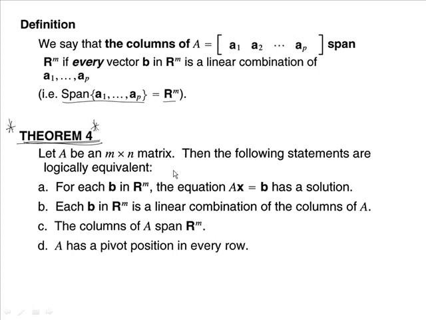B: each b, or every b in Rm, is a linear combination of the columns of A. C: the columns of A span Rm. And D: A has a pivot position in every row. So what we're seeing is that if one of these statements is true, then they're all true. And if one of these statements is false, then they're all false. So it's a pretty important theorem.